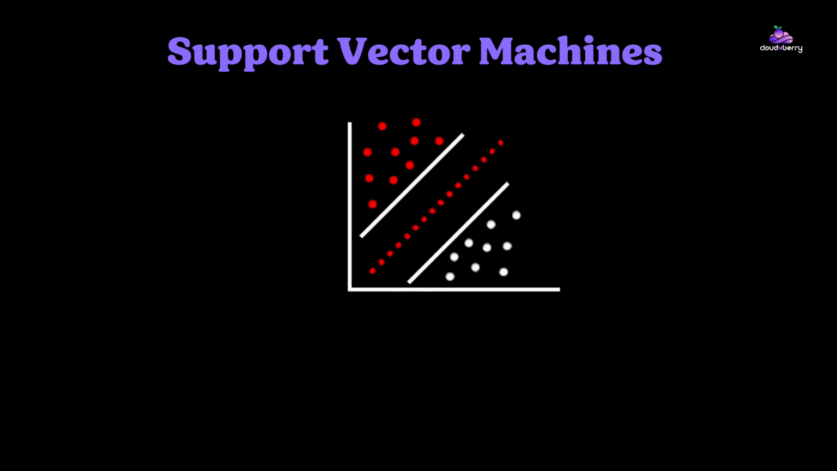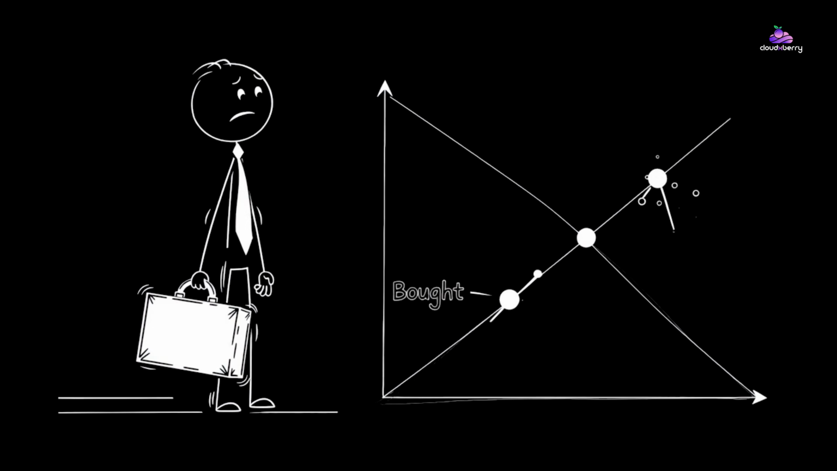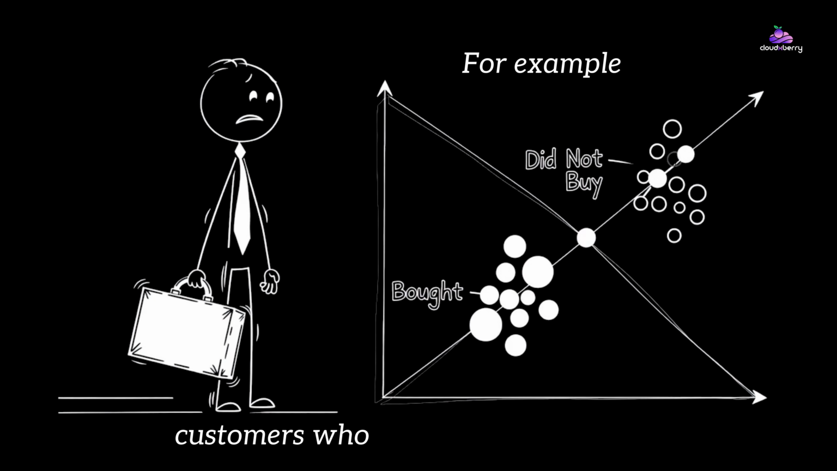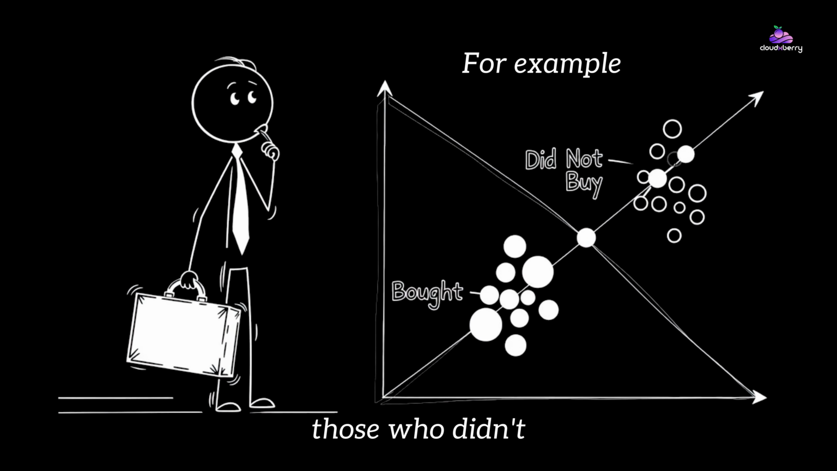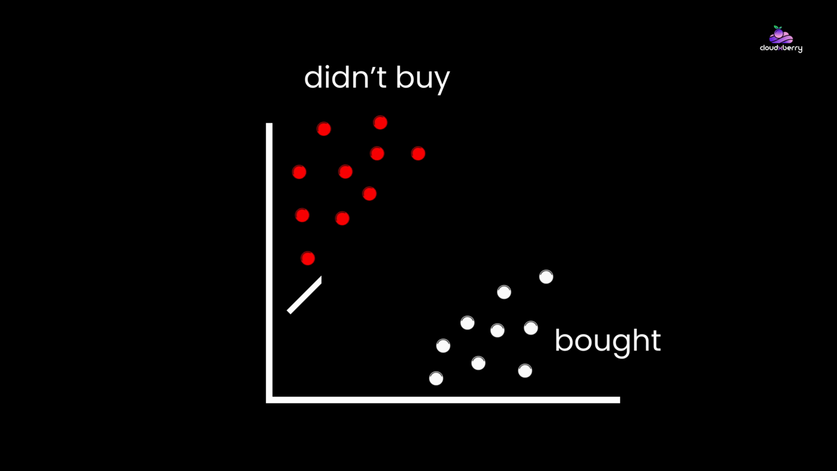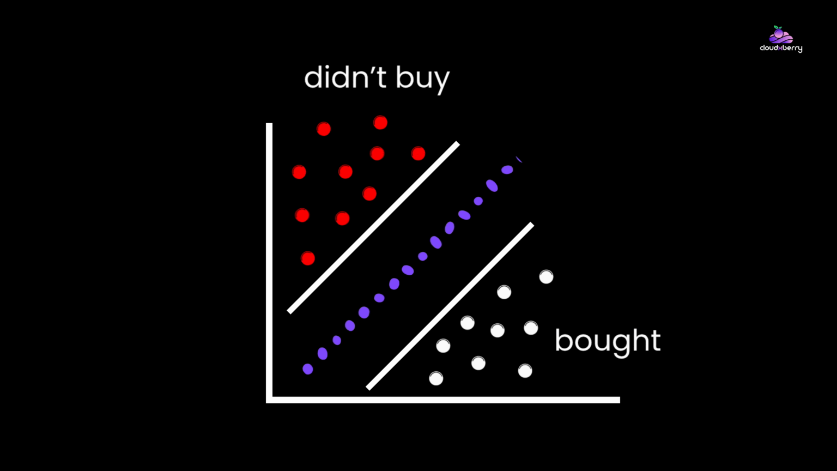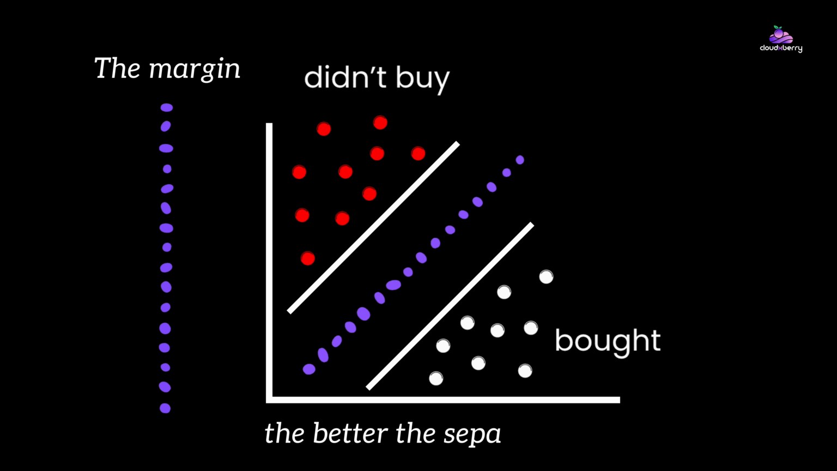Now let's talk about support vector machines, or SVM. Imagine you have two categories of data points. For example, customers who bought a product and those who didn't. You want to separate them with a boundary. SVM doesn't just draw any line, it finds the optimal boundary that maximizes the distance between the two groups. This distance is called the margin. The larger the margin, the better the separation.